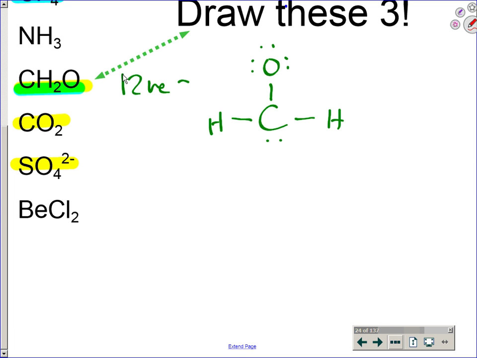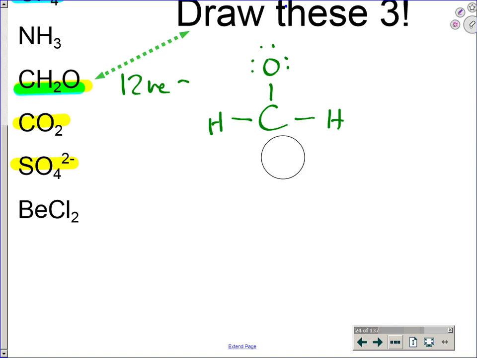How many electrons are present so far? 2, 4, 6, 8, 10, 12, 14. Oops, too many, right? So what do we have to reconsider? Right, so I have lone pairs in different places. Instead of giving carbon a lone pair and oxygen a lone pair, what can I make them do? Share through a double bond.